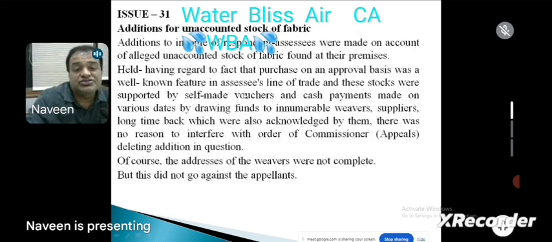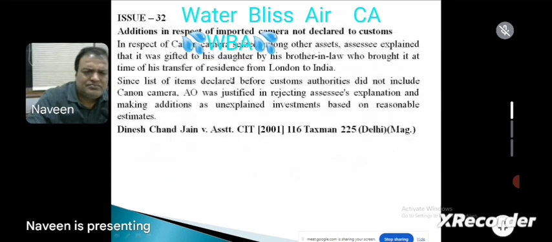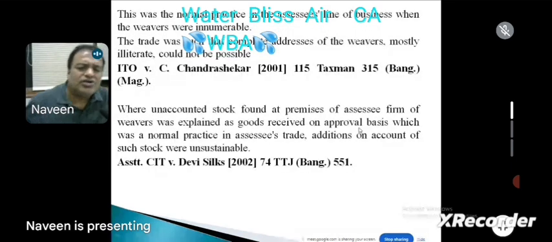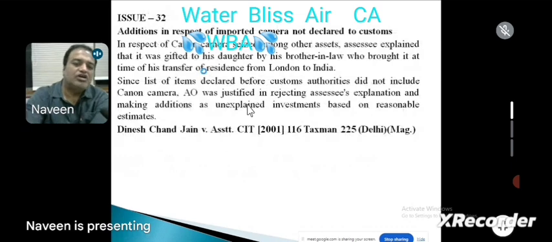What about stocks, unaccounted stock? Unaccounted stock found at the premises of the assessee firm was explained as goods issued on approval basis, which was a normal practice in the assessee's trade. Additions on such stock were unsustainable.